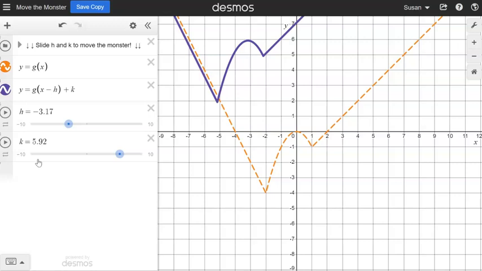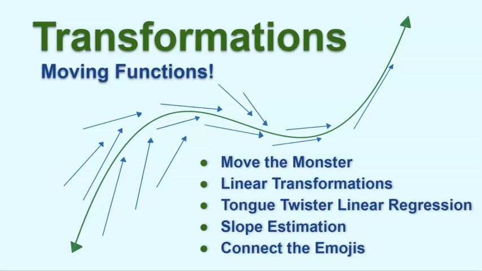Now what's nice about this activity is they can use these slides where they randomly chose a value of h and k for their portfolio, because it is something they did themselves that's unlike their classmates. So it's something they could add to their portfolio if this is something they want to add. So the next activity is linear transformations, and this is a Desmos activity.